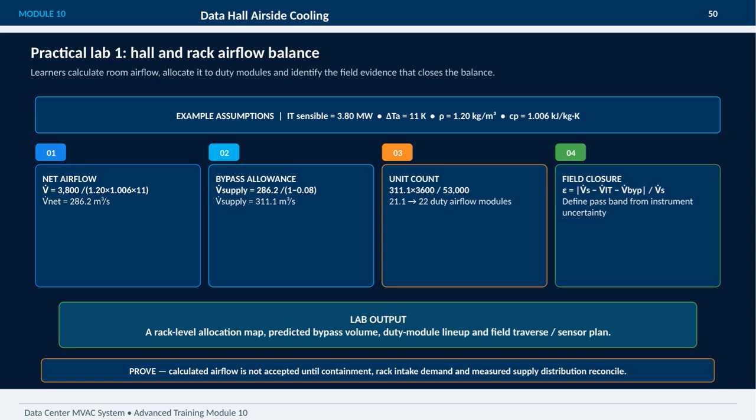This helps us estimate the number of duty airflow modules needed, which rounds up to 22 units to handle this supply volume. Field closure is then addressed by comparing the supply airflow, IT demand, and bypass volume, using a formula that incorporates measurement uncertainties to define a pass band. The lab output includes creating a rack-level airflow allocation map, predicting bypass volumes, establishing the duty module lineup, and planning field sensor traverses. Importantly, the calculated airflow values are only considered valid when they reconcile with actual measured supply distribution, rack intake demands, and containment conditions, ensuring a true balance is achieved.